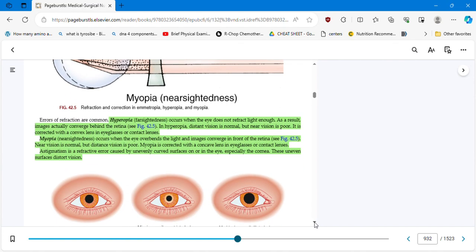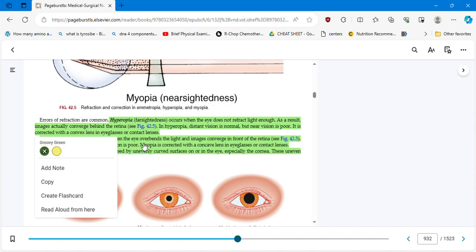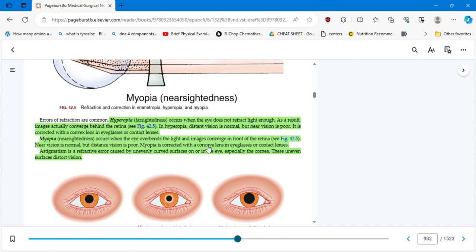In myopia, what happens is that this occurs when the eye overbends the light and images converge in front of the retina. Near vision is normal, but distant vision is poor. Myopia, my near vision, whatever is close to me, is normal. That's a good way to remember. Myopia is corrected with a concave lens in eyeglasses or contact lenses.